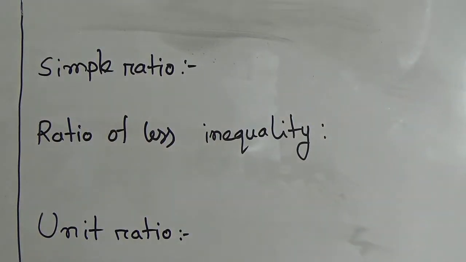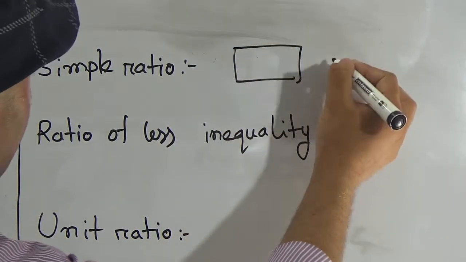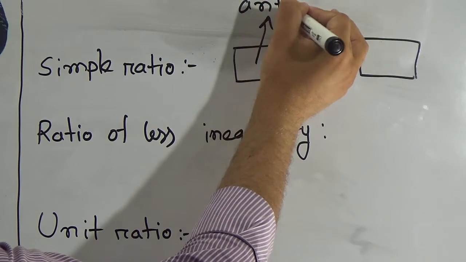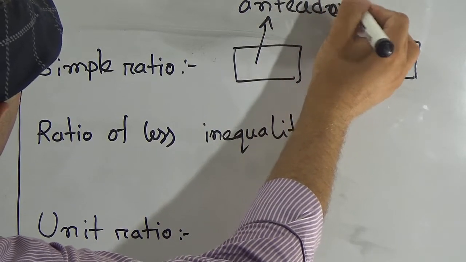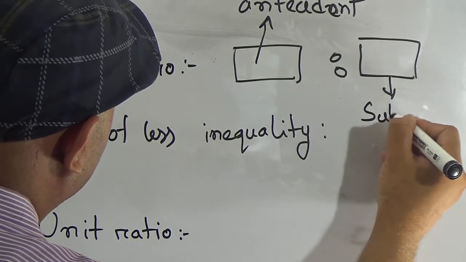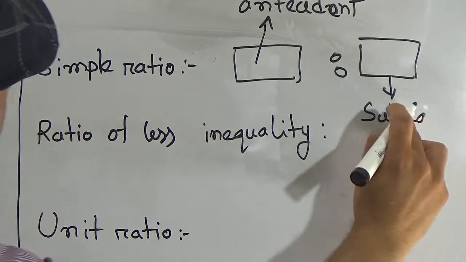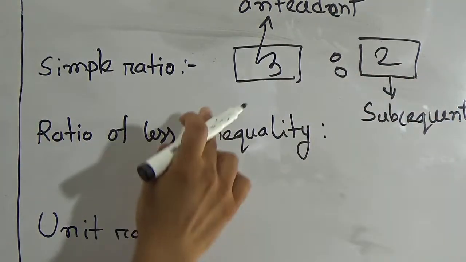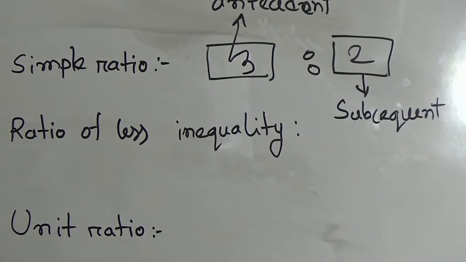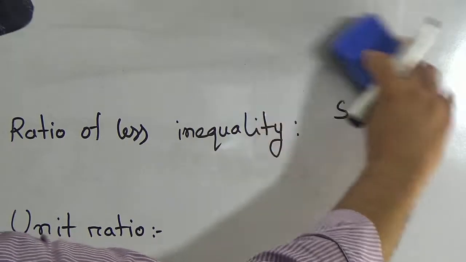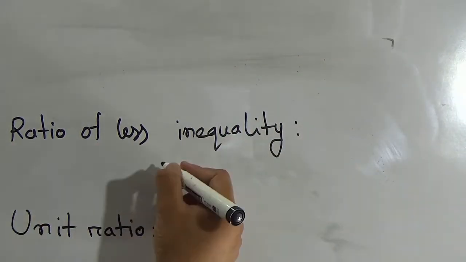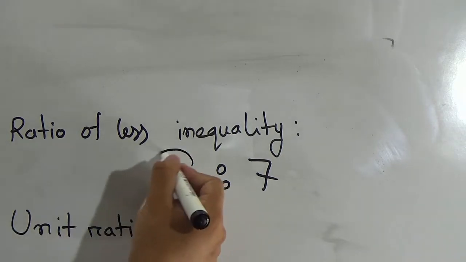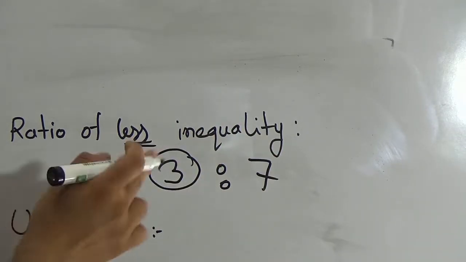This is simple ratio. Simple ratio means there is first a number and there is another number. The first one we say antecedent and the last one will be the subsequent. Let there be 3 and 2. So this is a simple ratio. Then the ratio of less inequality. Ratio of less inequality means let us consider there is 3 and there is 7. This is a ratio. Since the antecedent is less, it is the ratio of less inequality.